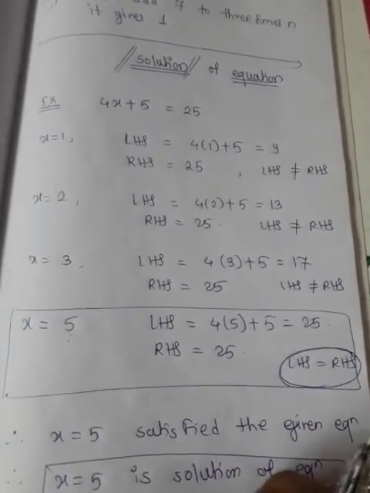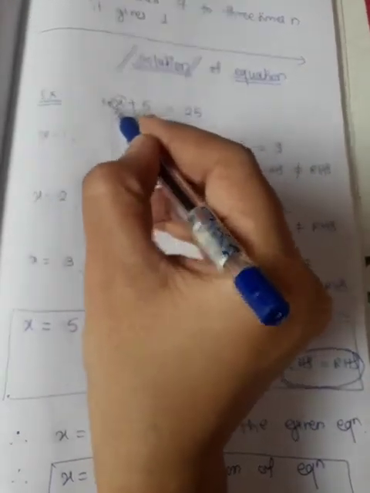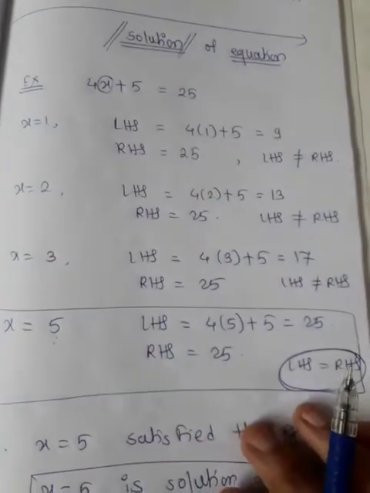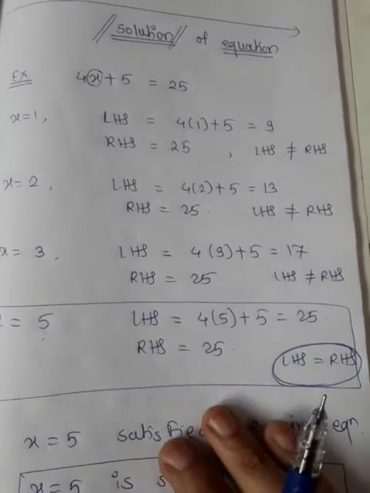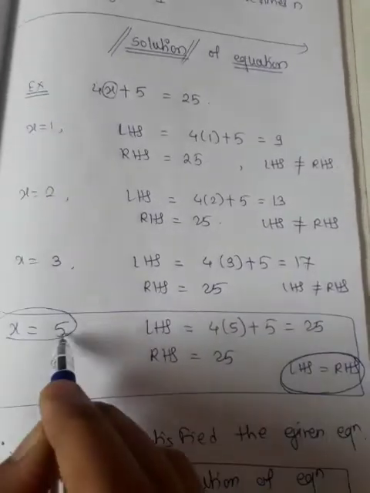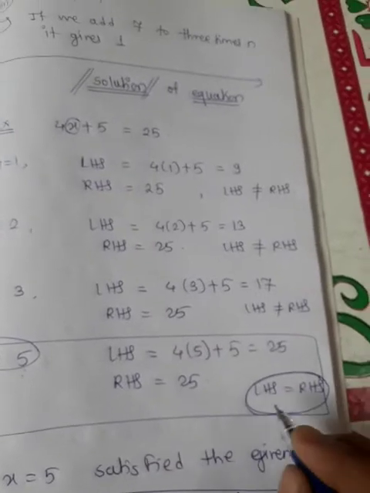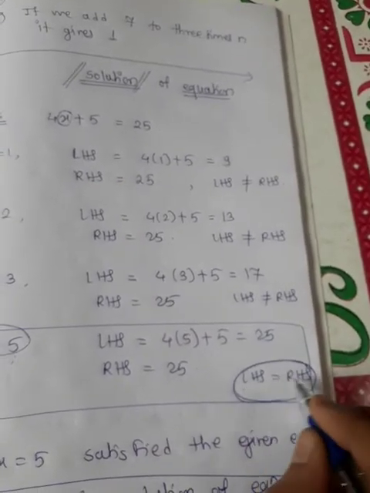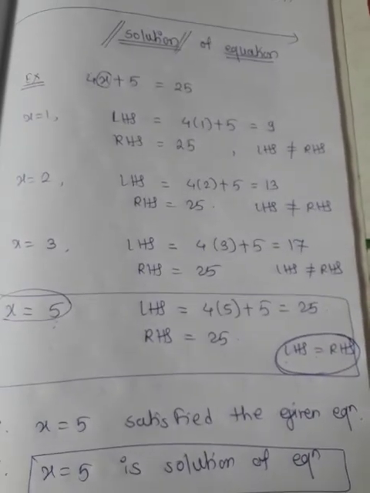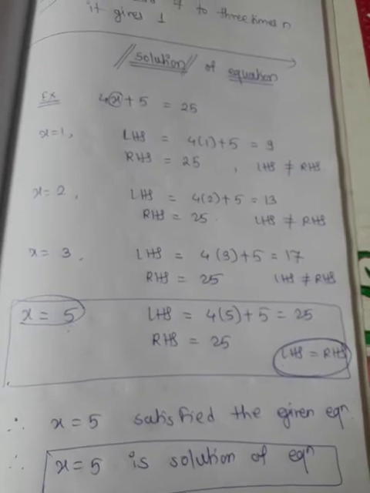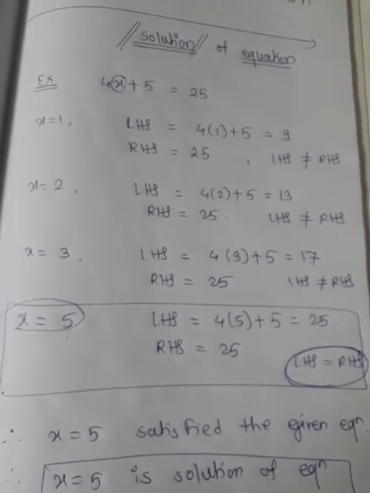So what is the definition of solution? Solution is the value of the variable which satisfies the given equation. Satisfies means it holds the property that LHS is equal to RHS. Okay, so in exercise 4.1 there are some questions that depend on this discussion. So we will solve exercise 4.1.